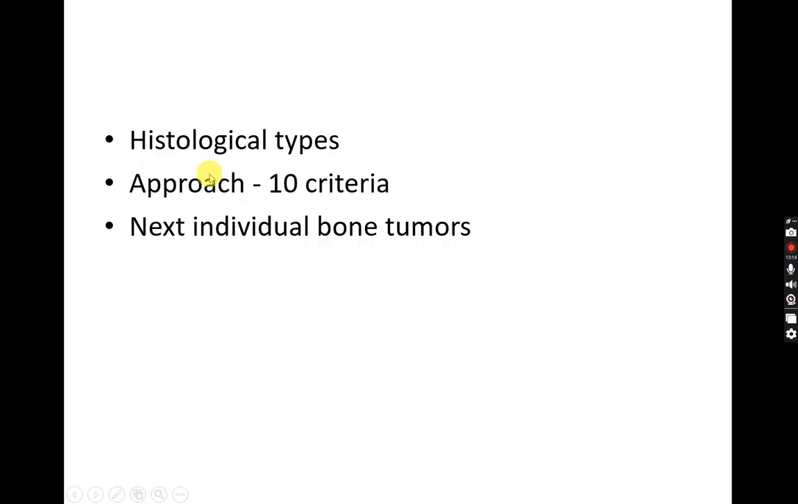Okay, so we saw the histological types of the bone tumors. Then we saw the approach by using the 10 criteria. In the next, we will see individual bone tumors.